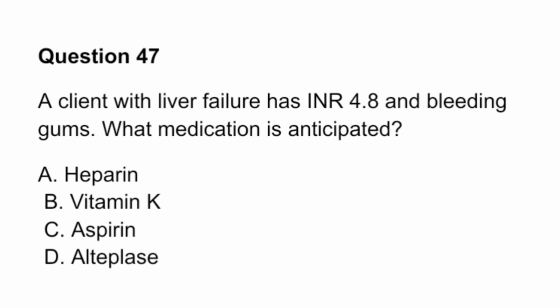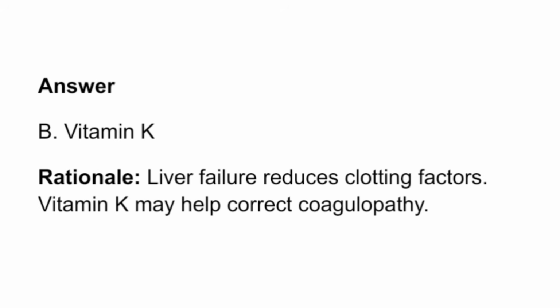Question 47. A client with liver failure has INR 4.8 and bleeding gums. What medication is anticipated? A. Heparin. B. Vitamin K. C. Aspirin. D. Alteplase. Answer: B. Vitamin K. Rationale: liver failure reduces clotting factors. Vitamin K may help correct coagulopathy.